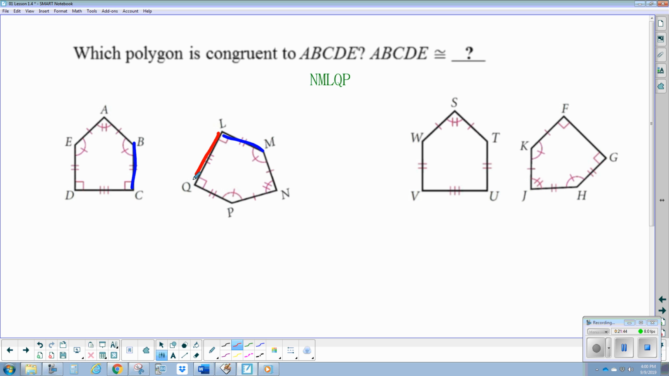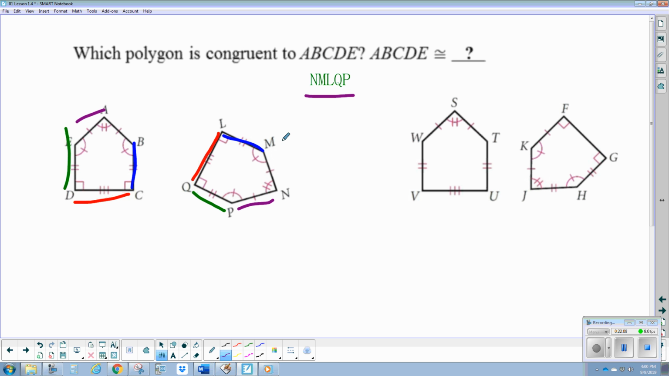LQ and CD, 3 tick marks. And ED to QP is 2 tick marks. And then lastly, PN and EA is 1 tick mark. Okay, so NMLQP is congruent to ABCDE.